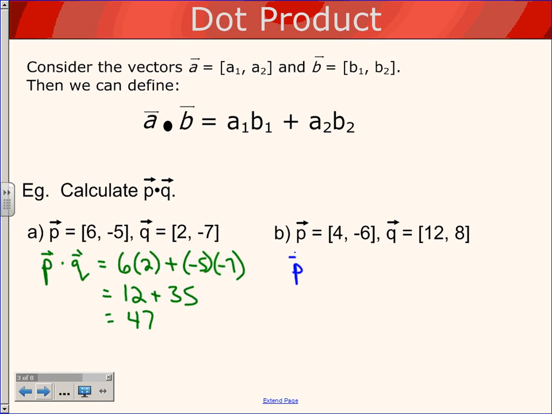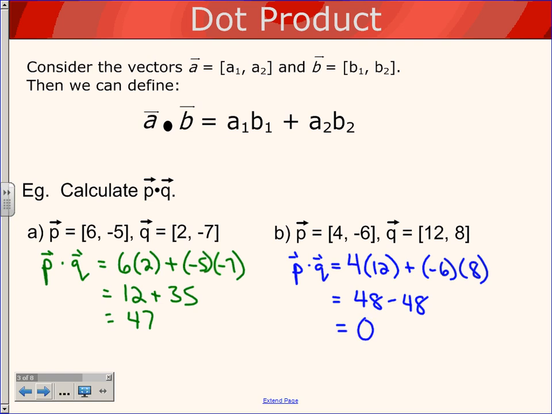Same thing here. p dot q, 4 times 12, plus minus 6 times 8. And that would give us 48, and then a minus 48, which gives us 0. And that was the interesting case, right? If we got an answer of 0, that told us that the vectors were actually perpendicular. The first example with 47, I don't know, again, not that exciting, but the 47 technically means that the angle between those two vectors was less than 90.